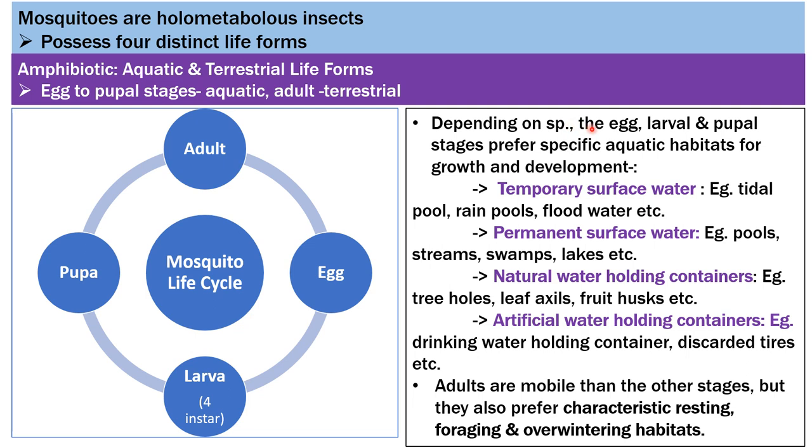Depending on species, the egg, larval, and pupal stages prefer specific aquatic habitats for their growth and development. Some of the species prefer temporary surface water like tidal pool, rain pool, flood water, etc. Some other species prefer permanent surface water like pools, streams, swamps, lakes, etc. Some other species prefer natural but temporary water holding containers like tree holes, leaf axils, fruit husk, and so on. Some of the species prefer artificial water holding containers like drinking water holding containers, discarded tires, etc. Although the adult stage is more mobile than the other stages, they also prefer characteristic resting, foraging, and overwintering habitats.